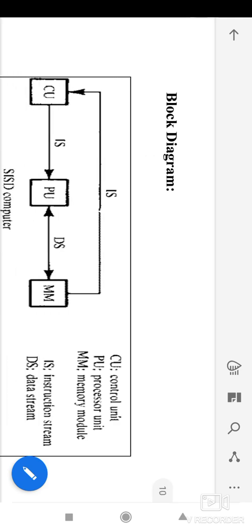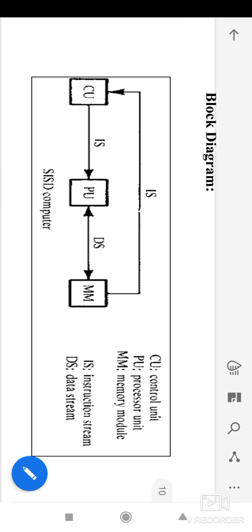Okay. So this is the block diagram. Here we have a single control unit, a single processing unit and the memory unit. Here the IS represents the instruction stream. That is, the instruction stream is fetched from the main memory and it is decoded by the control unit and given to the processing unit. Then DS is the data stream, which is the bidirectional transfer between the processing unit and the main memory. So this is the architecture of an SISD computer.